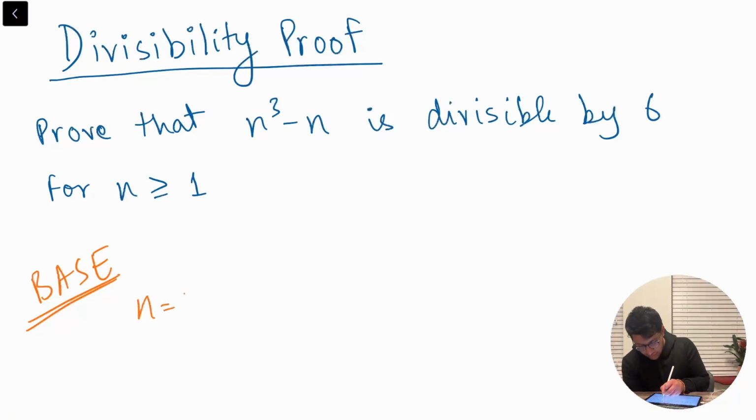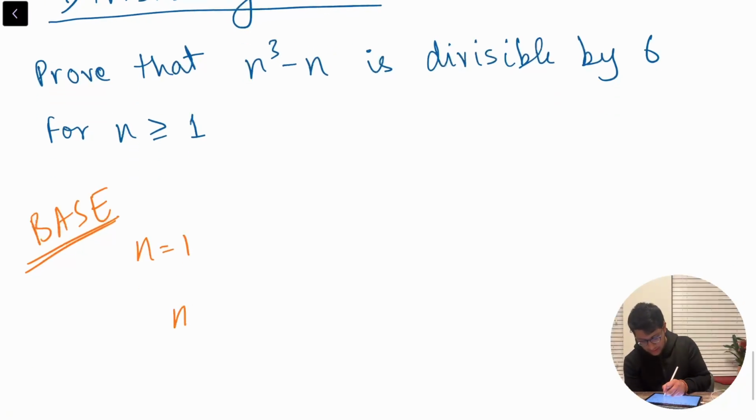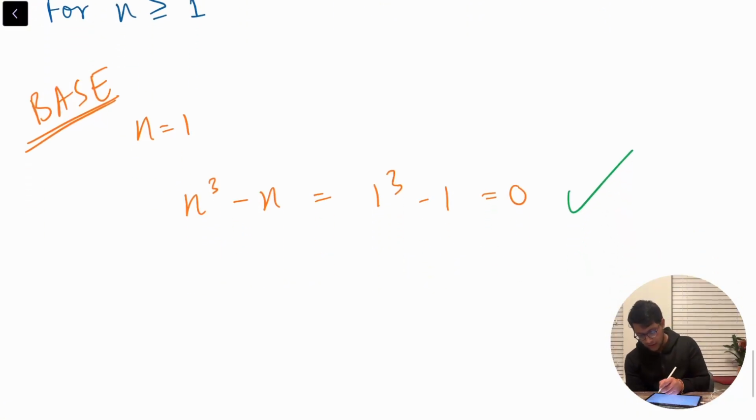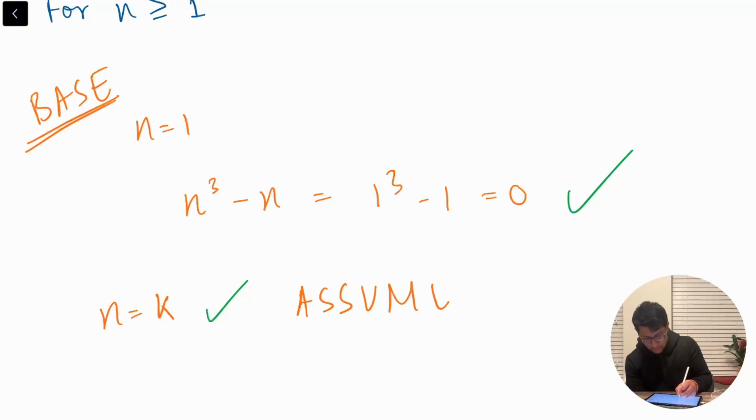So when n equals 1, n cubed minus n is 1 cubed minus 1, which is 0, which actually is divisible by 6, right? So our base case passes. Very nice. So, base case passes, so we assume that n equals k is true. Remember, the key word being assume.